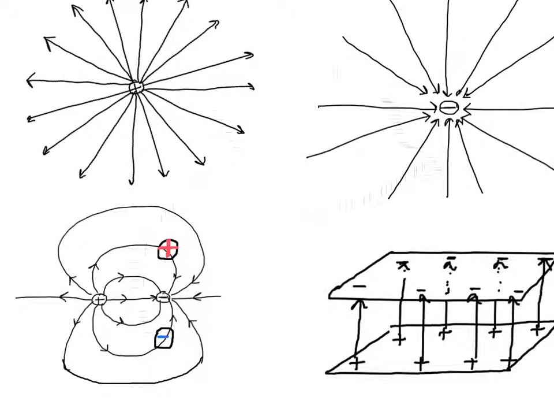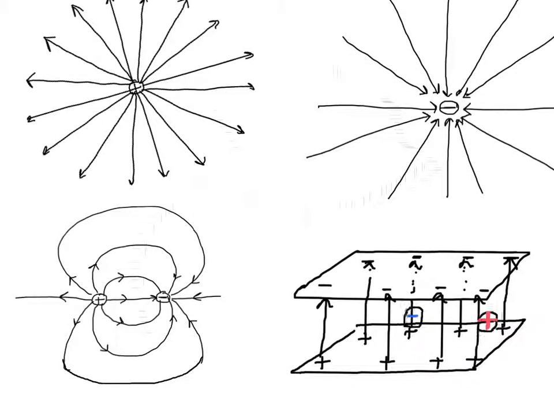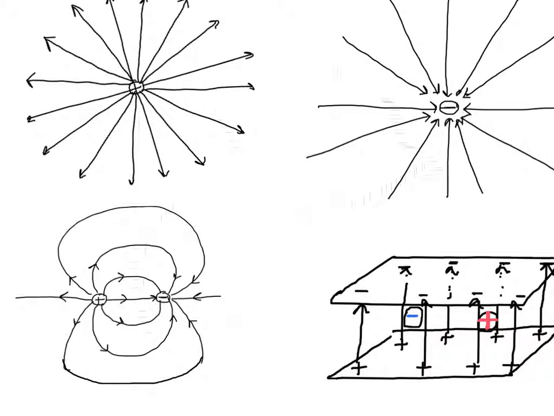And if we take our charges and put them in a uniform field, it's very simple. The force is going to be in one direction, but the positive charge will move in the direction of the field. That we can see because it's repelled by the positive plate and attracted to the negative plate, and the negative charge does the opposite. Okay, so that's just reviewing what we know about force.